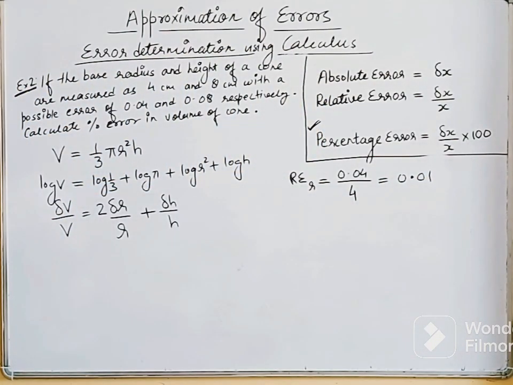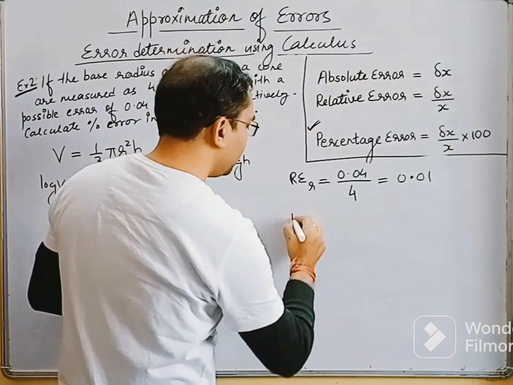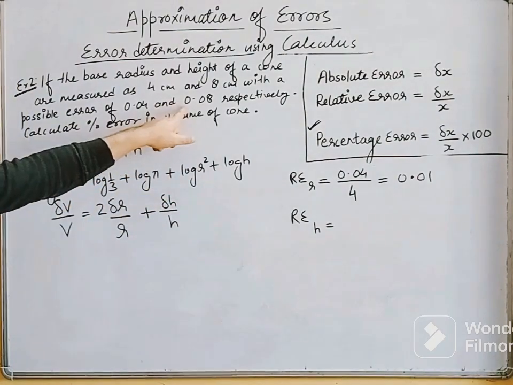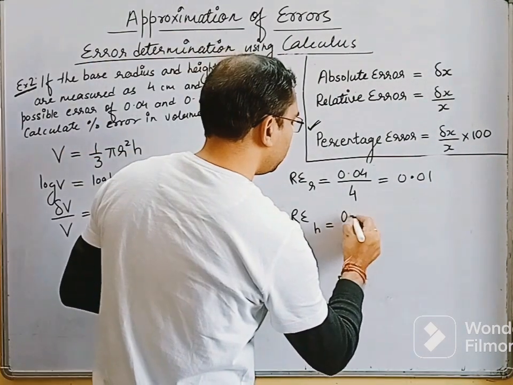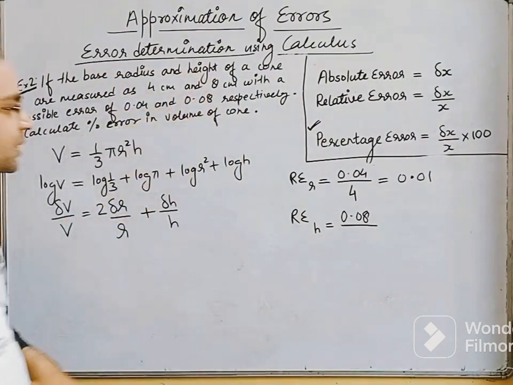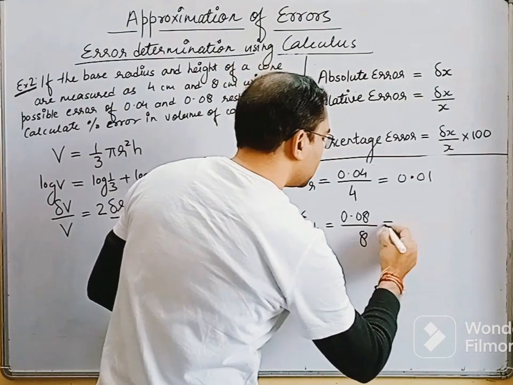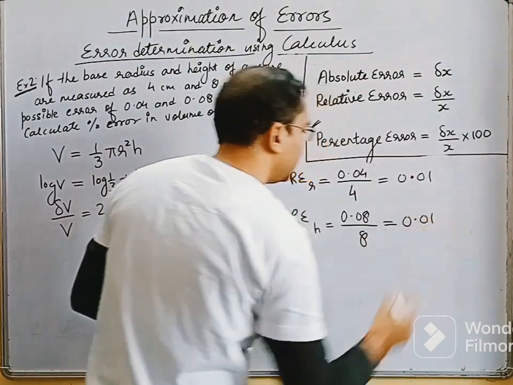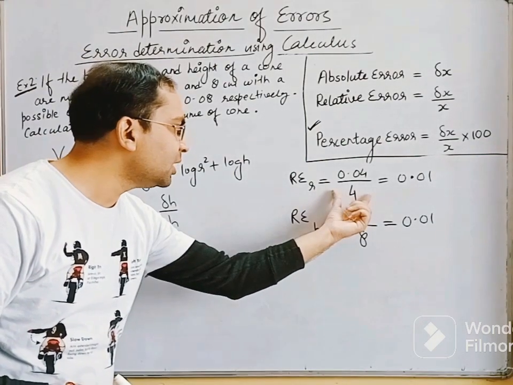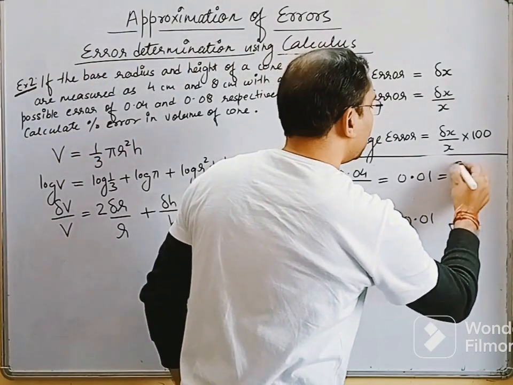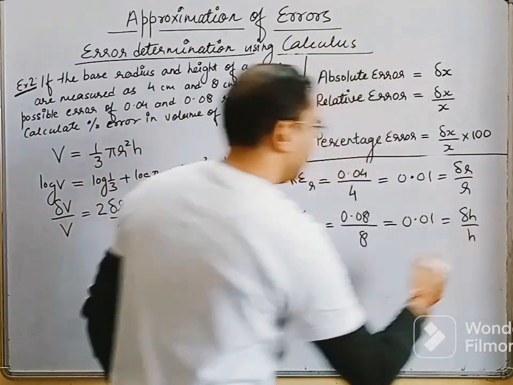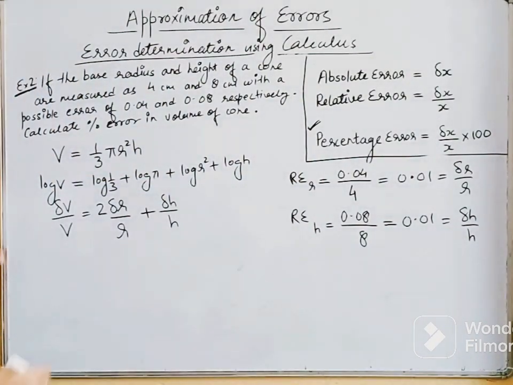Now let's calculate the relative error in measuring the height. The relative error in measuring the height would be the error in height, which is 0.08, divided by the actual height. The actual height is given by 8 centimeters. So this is 0.08 divided by 8, which will again be 0.01. So these are the relative errors. Let's substitute these relative errors. As we know, this is given by del r upon r, and this is given by del h upon h. So we will replace these two here in the formula.